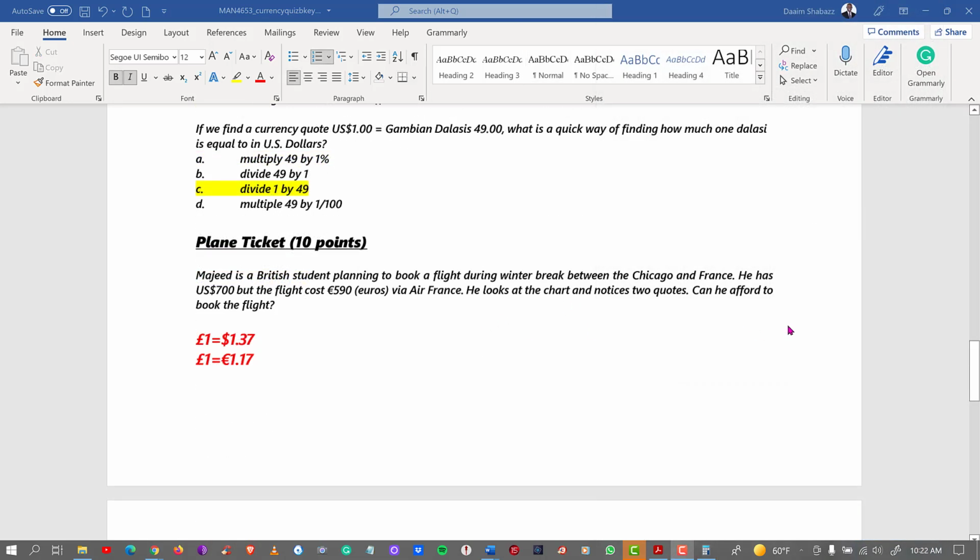Okay, so let's do the last one, the plane ticket problem. Majid is a British student planning to book a flight during winter break between Chicago and France. He has 700 US dollars, but the flight costs 590 euros via Air France. He looks at the chart and notices 2 quotes. Can he afford to book the flight?